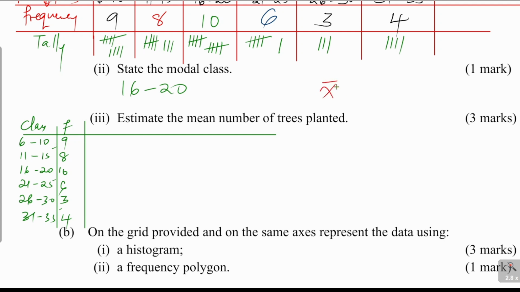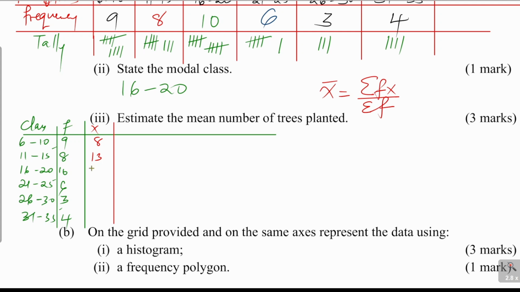Now to get the mean, this is the formula you're going to use. Mean is given by the summation of fx divided by summation of f. So you need to get x first. x is the midpoint of these classes. The midpoint of 6 to 10: you add 6 plus 10 divided by 2, that is 8. For 11 to 15, add 11 plus 15, that is 26, divided by 2, 13. Since the class size is uniform, it is 5.